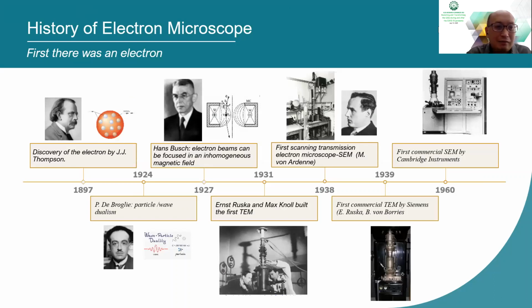The electron microscope began with the discovery of electrons by J.J. Thomson. And de Broglie had a large participation in this because of the wave-particle duality of the electron. It was only in 1927 that the first coils to focus the electron beam were developed by Hans Busch, and the first true electron microscope was built in 1931. It was only in 1960 that the first commercial scanning electron microscope was marketed by Cambridge Instruments.